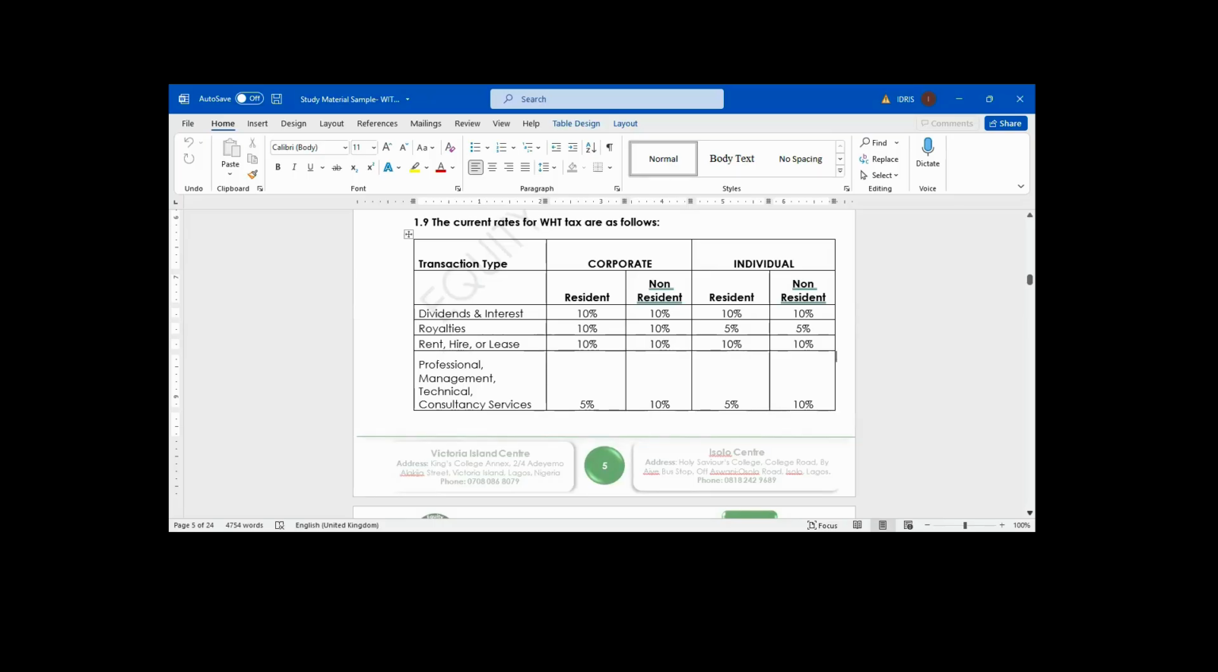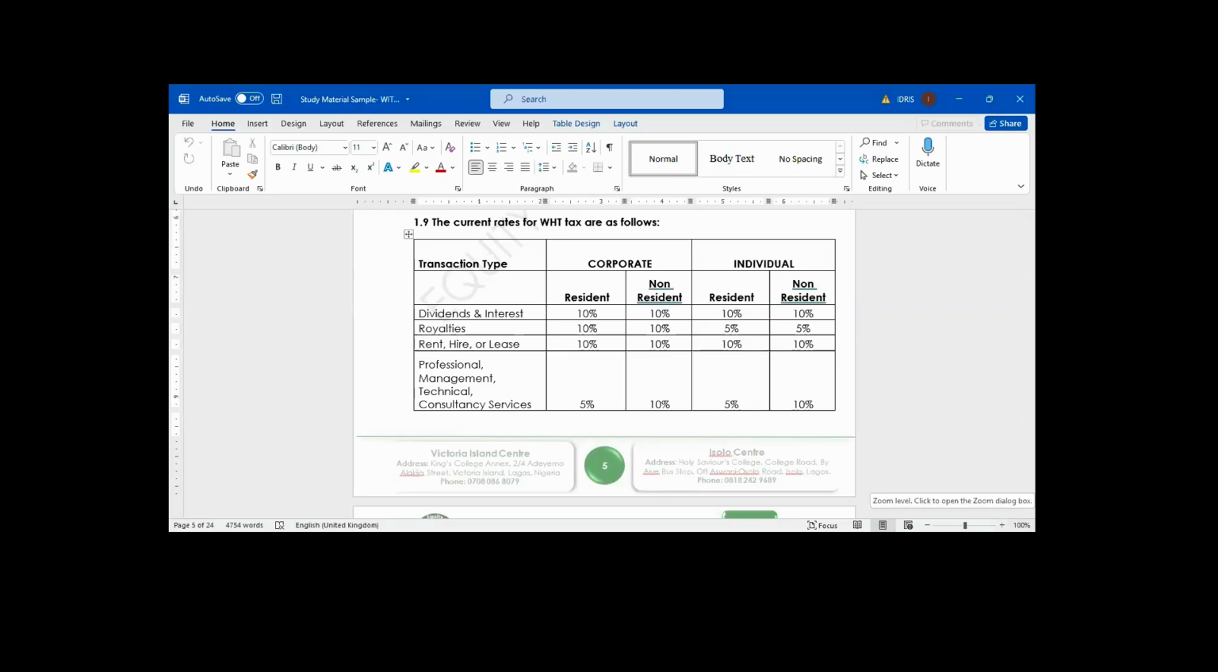But when we talk about royalty, if the receiver of the income is a company, either resident or non-resident company, it is 10%. But if the receiver of the income is an individual, either resident individual or non-resident individual, it is 5%. But if the withholding tax is on rent, either they are resident or not resident, either they are company or individual, it is 10% flat.